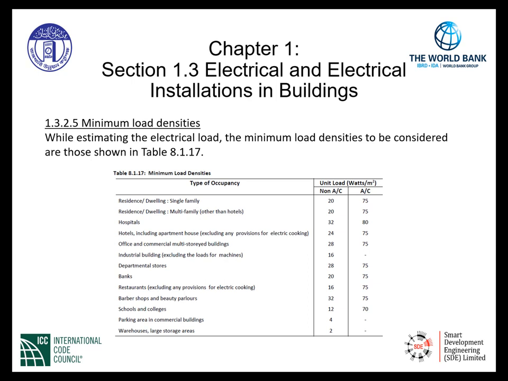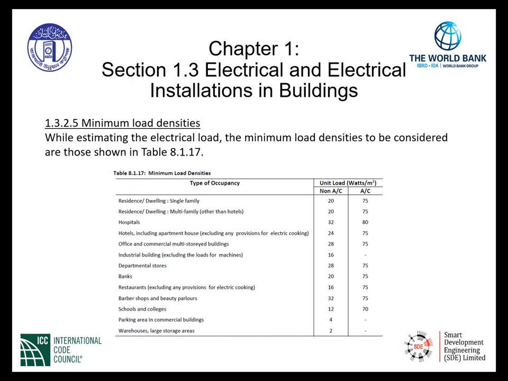Minimum load densities are given in section 1.3.2.5. While estimating the electrical load, the minimum load densities to be considered are those shown in Table 8.1.17. This table gives us the type of occupancy and the unit load in watts per meter squared. We have two columns, non-AC and AC columns. The table provides the loads for us to calculate based on the area according to the type of occupancy.